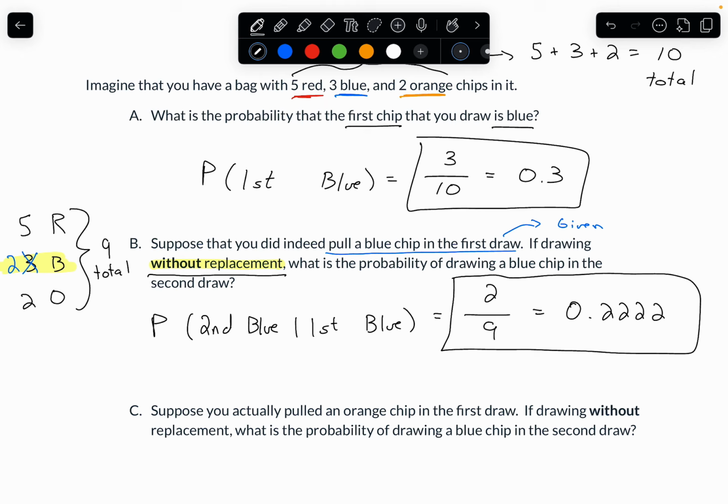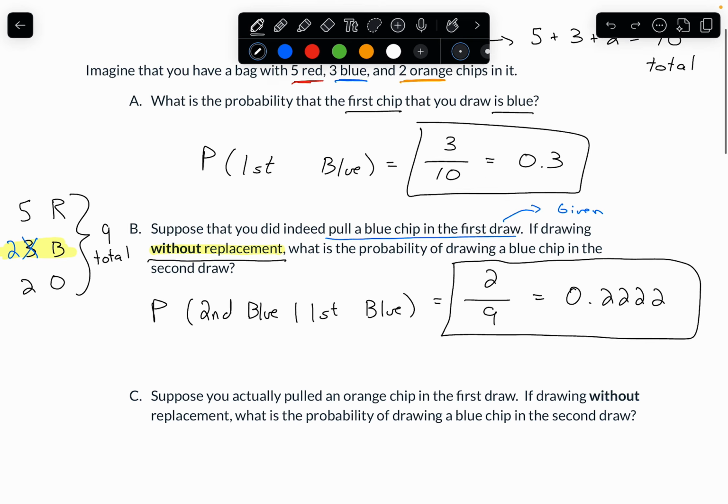So when we sample without replacement, you cannot draw the same item twice. Yes, you could draw 2 blue chips in a row, but you can't draw the exact same blue chip because we've taken it out of the bag, we've taken it out of the overall population. We can't choose that individual again. So it's something that we're going to have to be a little bit careful of this time around.